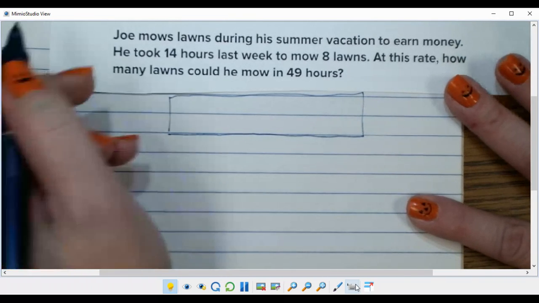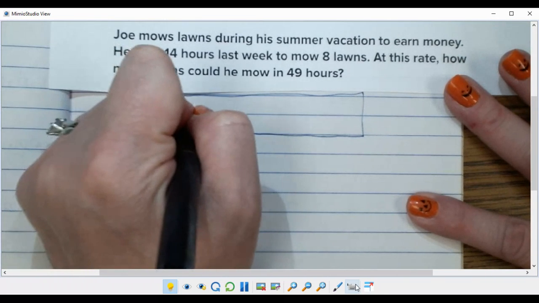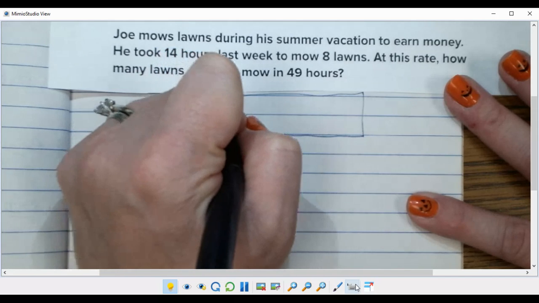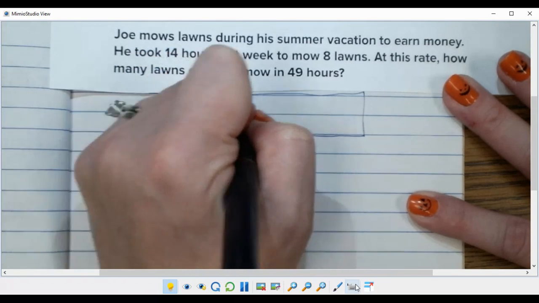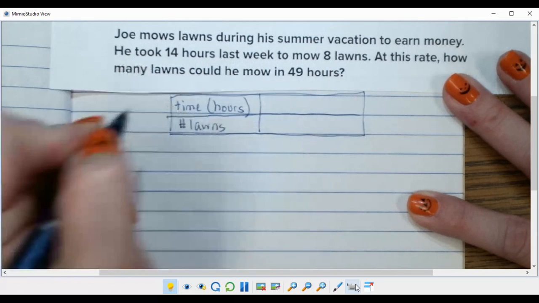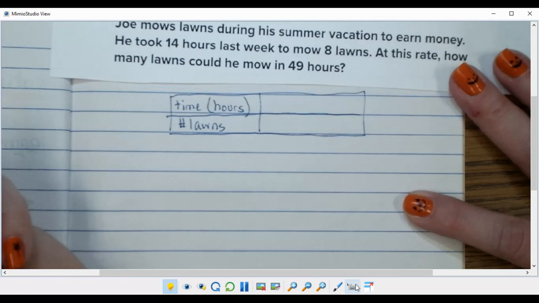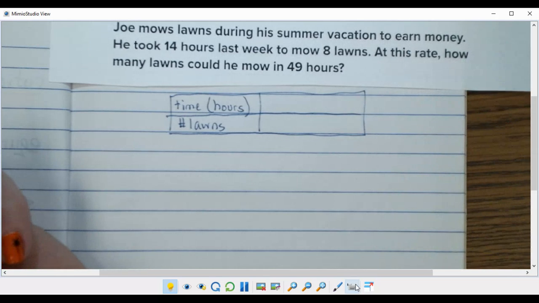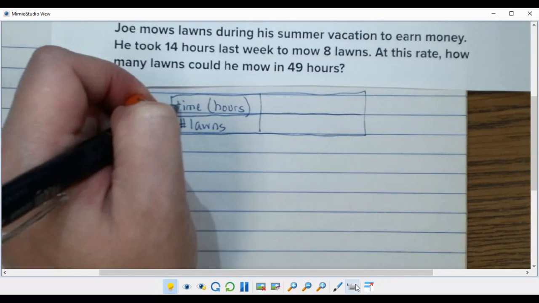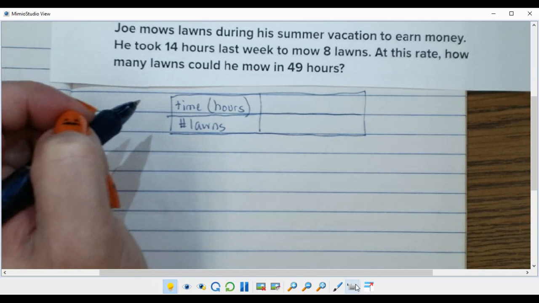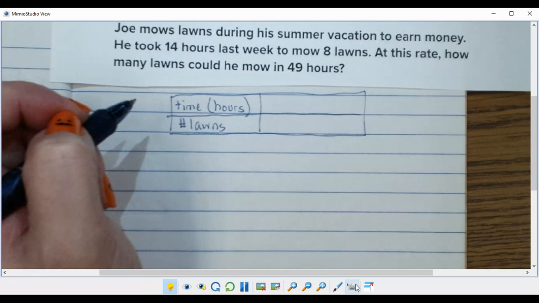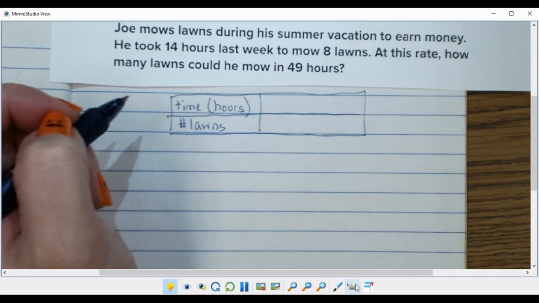So what are the 2 things that can change? His time and the number of lawns, right? Those are the 2 things that we're worried about for this. It really doesn't matter because we're talking about ratios, whether time goes on top or time goes on the bottom. When we start talking about rates and unit rates in the coming days, it is going to make a difference. But for right now, just get your 2 variables on there and you'll be okay.